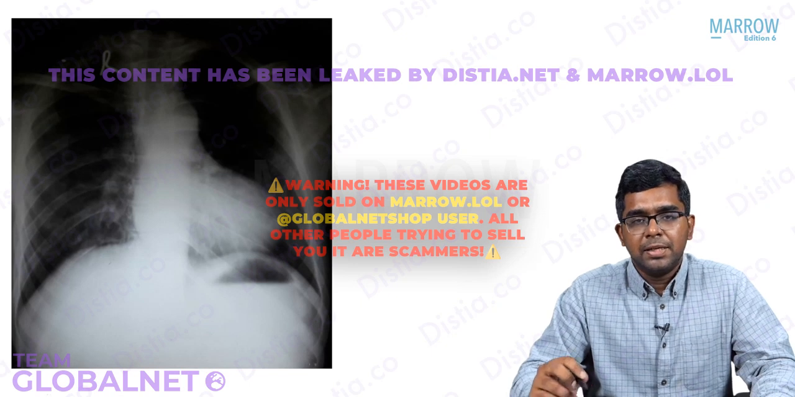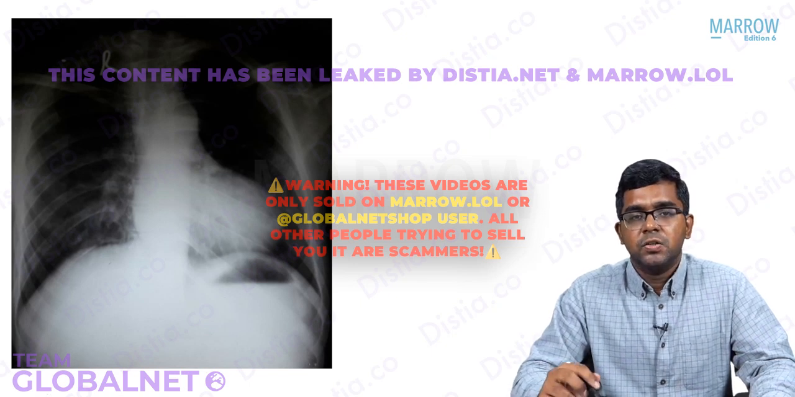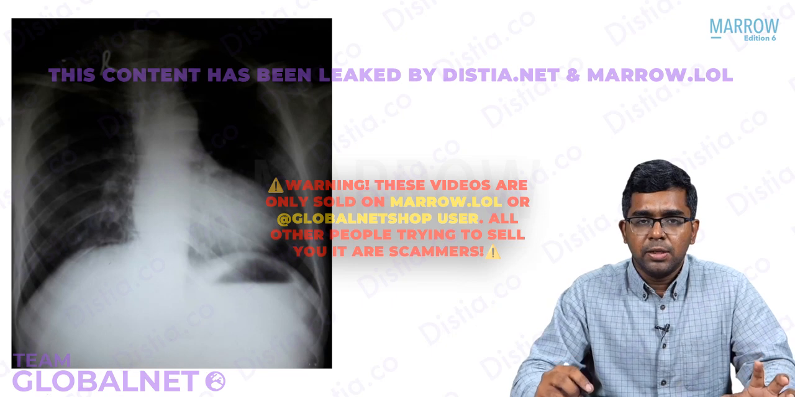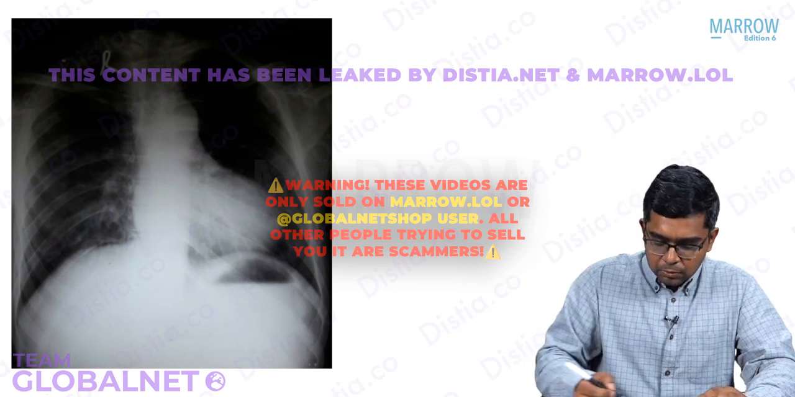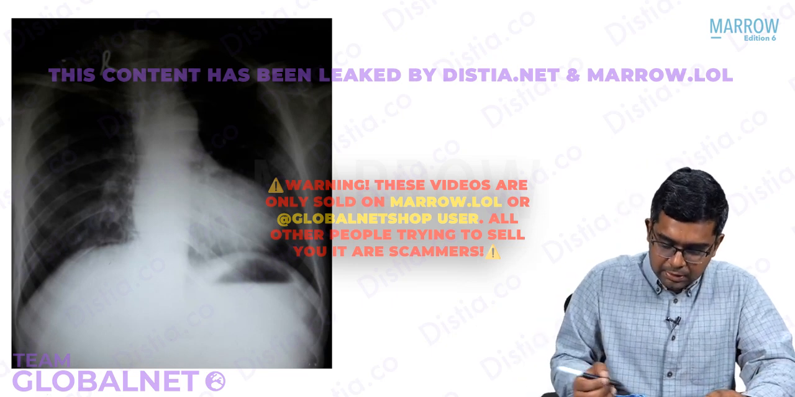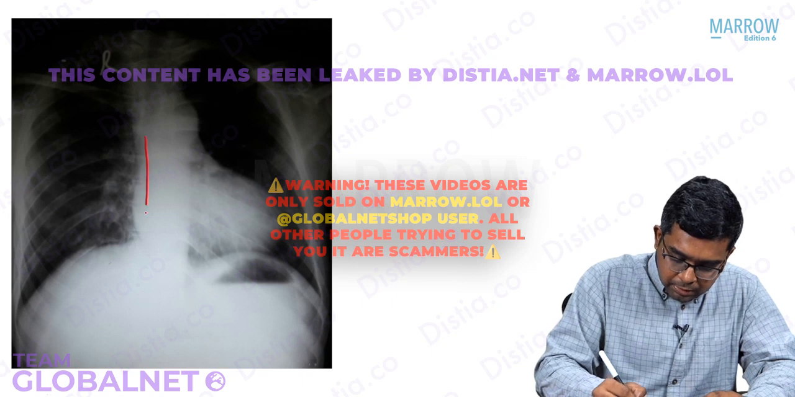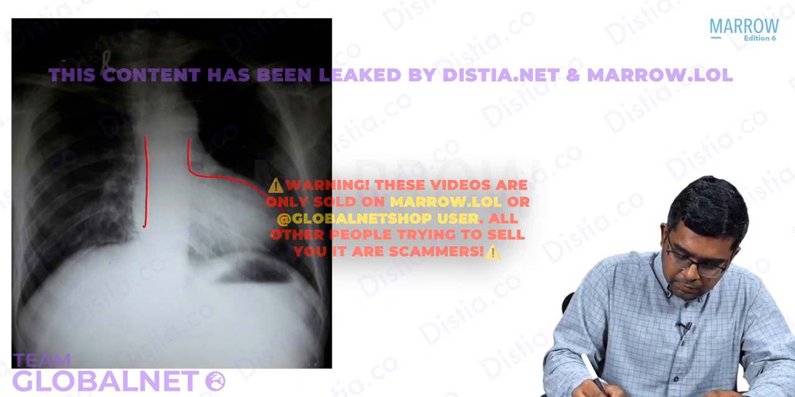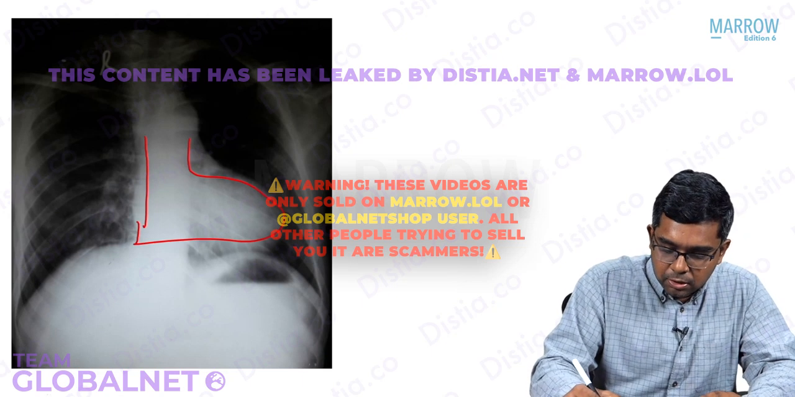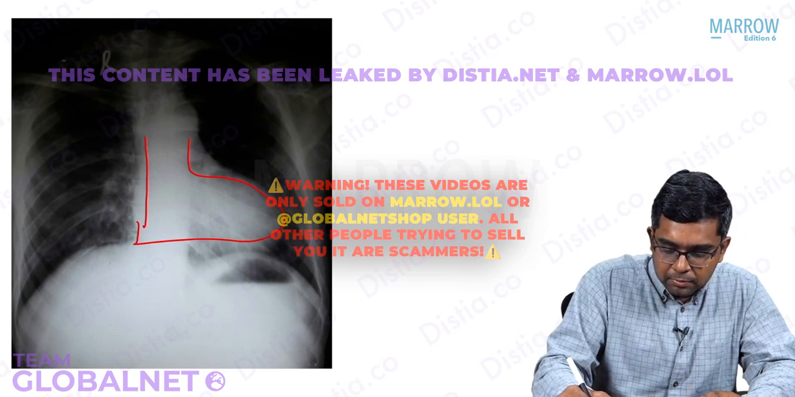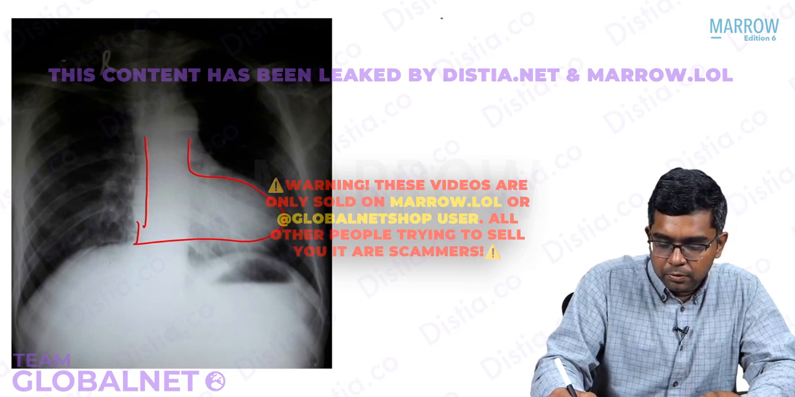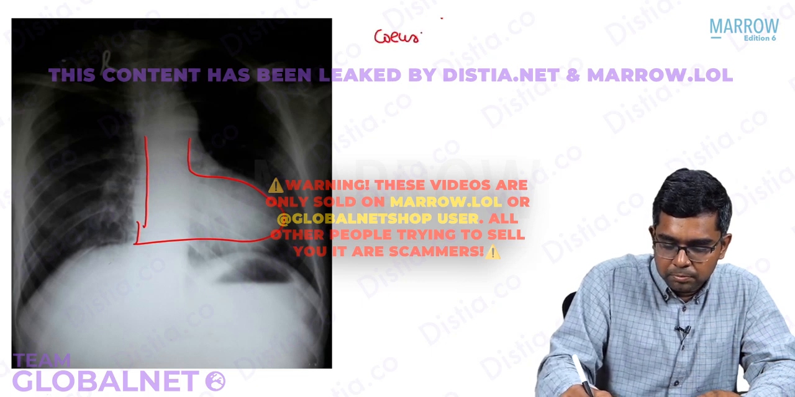The next one to be remembered here is what is the X-ray finding in case of tetralogy of Fallot. I know that most of you will be knowing the answer. What is it? It is a classical boot-shaped heart. Can you see that? This is a typical description of the boot-shaped heart. So it's called a boot-shaped heart, or also called a coeur en sabot.